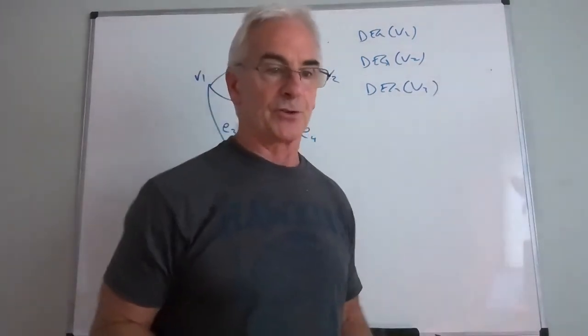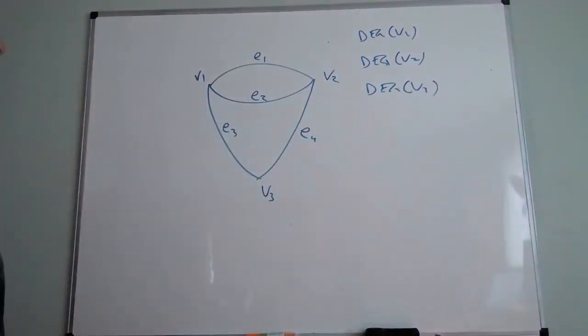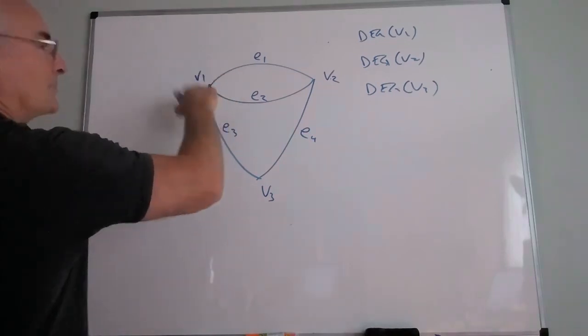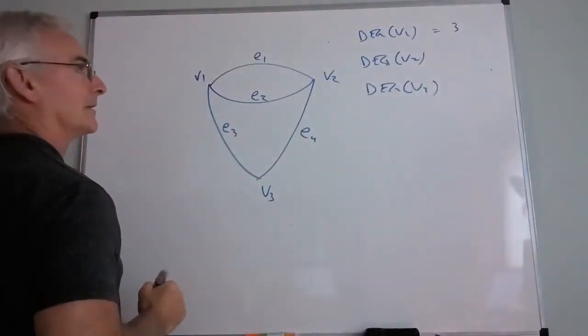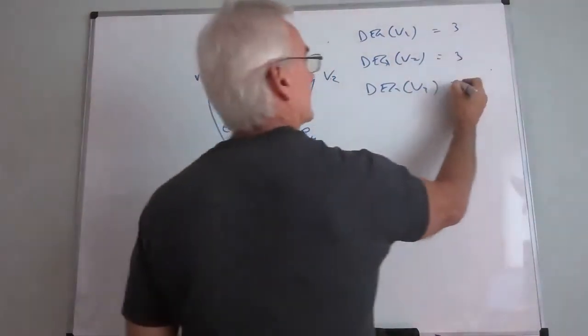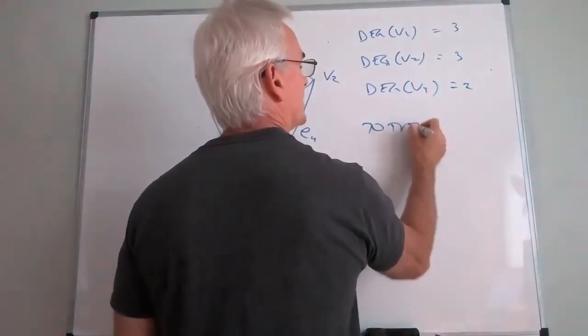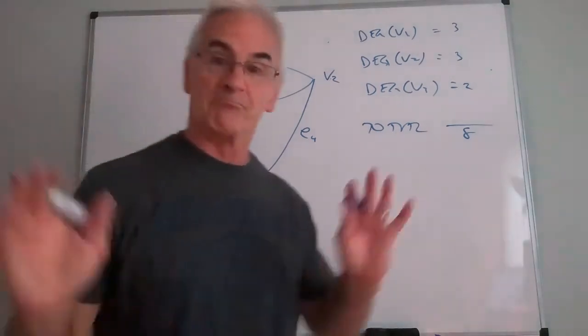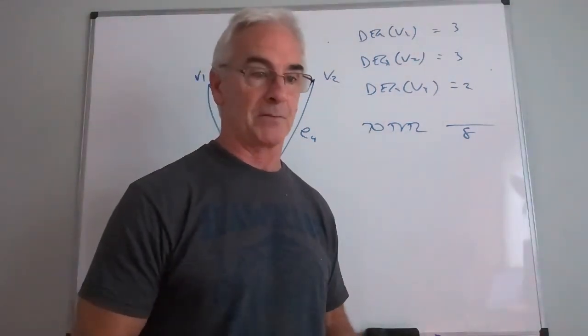And as a result, the total. Anybody want to help me out here? So what's the degree of V1 in my picture? 3. Just 3, yeah. Okay, how about the degree of V2? 3. And the degree of V3? 2. And so therefore the total degree would be, we agree, 8. How many edges were there? I could label them, that makes it easier. 4 edges, total degree of 8. That makes perfect sense. That's what we just said a moment ago.